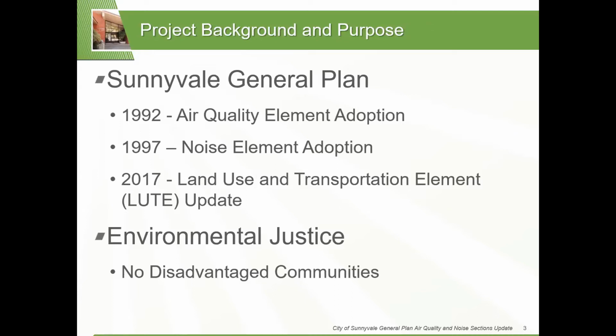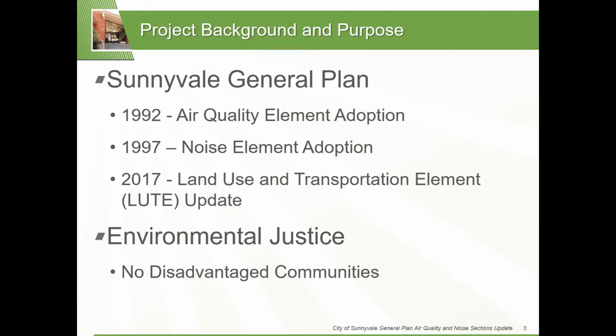The Sunnyvale General Plan captures the community's long-term vision of future growth and guides local decision-making to advance that vision. It addresses the physical development of the city. It is both a long-range and a strategic planning document containing long-range goals and policies for the next 10 to 20 years. The air quality section of the general plan under Chapter 7, Environmental Management, was originally adopted in 1992.